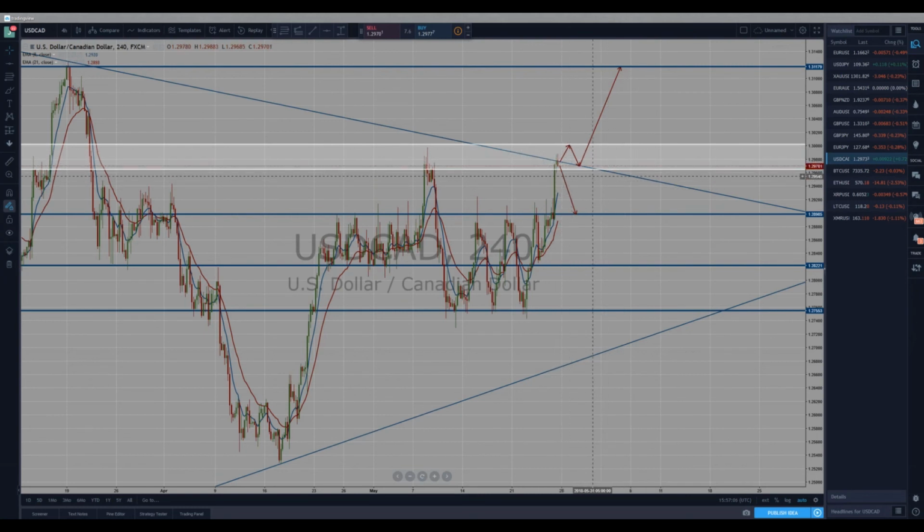If we do get a bearish movement right out of the gate, I would be comfortable selling this to these levels down here. However, if we do get bullish momentum, I'd be waiting for a break and a retest of not only the trend line, but also the zone, and then you can buy up to the previous market structure. So that's what we're looking at with UCAD this week.